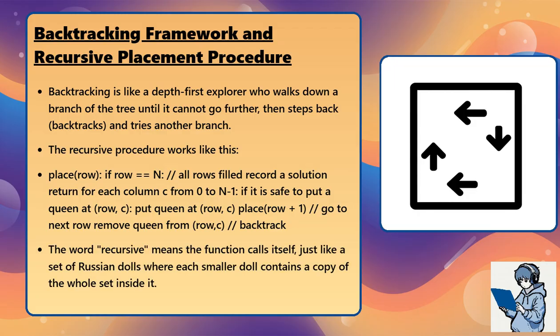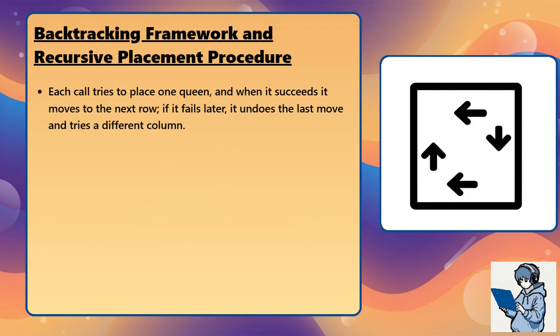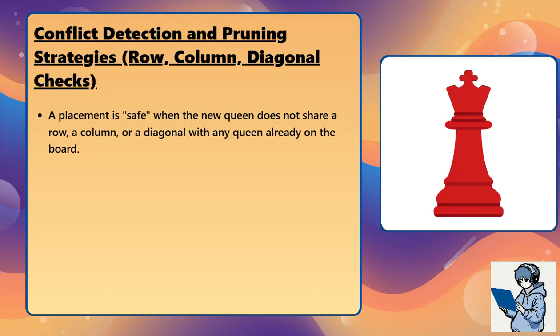The word recursive means the function calls itself, just like a set of Russian dolls, where each smaller doll contains a copy of the whole set inside it. Each call tries to place one queen, and when it succeeds it moves to the next row. If it fails later, it undoes the last move and tries a different column. A placement is safe when the new queen does not share a row, a column, or a diagonal with any queen already on the board.